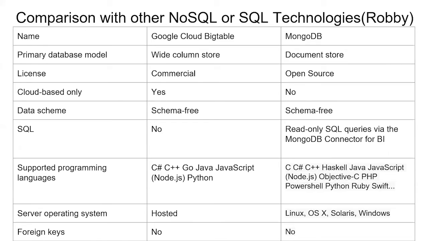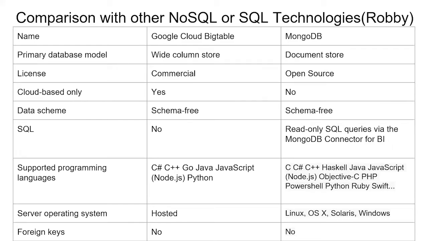Google Cloud Bigtable and MongoDB are both NoSQL, so they are schema-free. Although MongoDB is schema-free, documents of the same collection often follow the same structure. Optionally, you can impose all or part of a schema by defining a JSON schema. Google Cloud Bigtable doesn't support SQL, but MongoDB can use read-only SQL queries via the MongoDB connector for business intelligence.